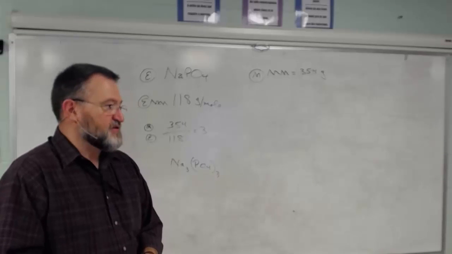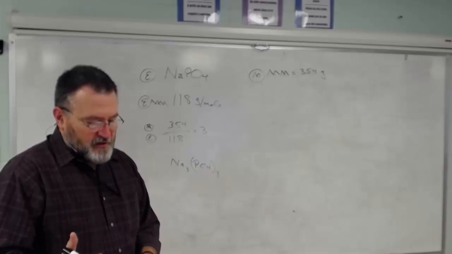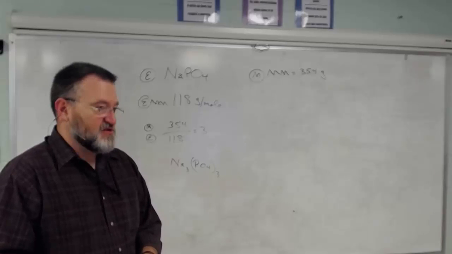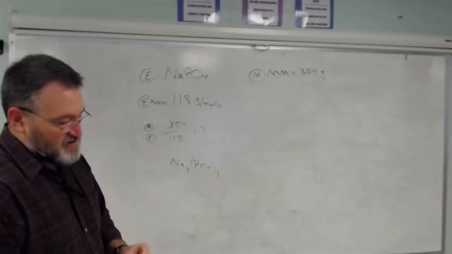Example 8.11 is the same thing, no process difference. It's just the empirical is PO3, the mass is 79 AMUs, the actual has 158, which is half. In other words, the multiple becomes 2, and it's P2O6. It's pretty straightforward.